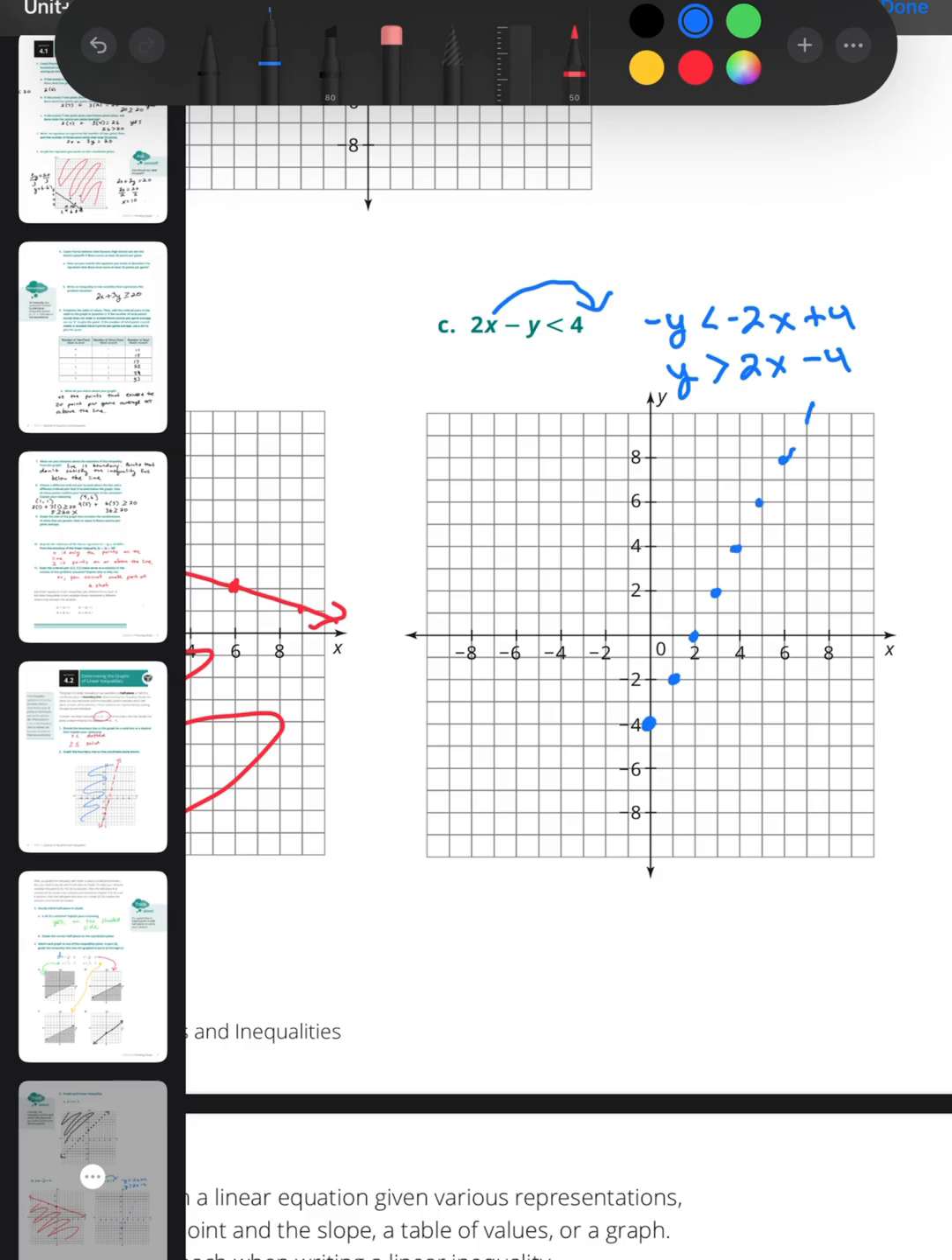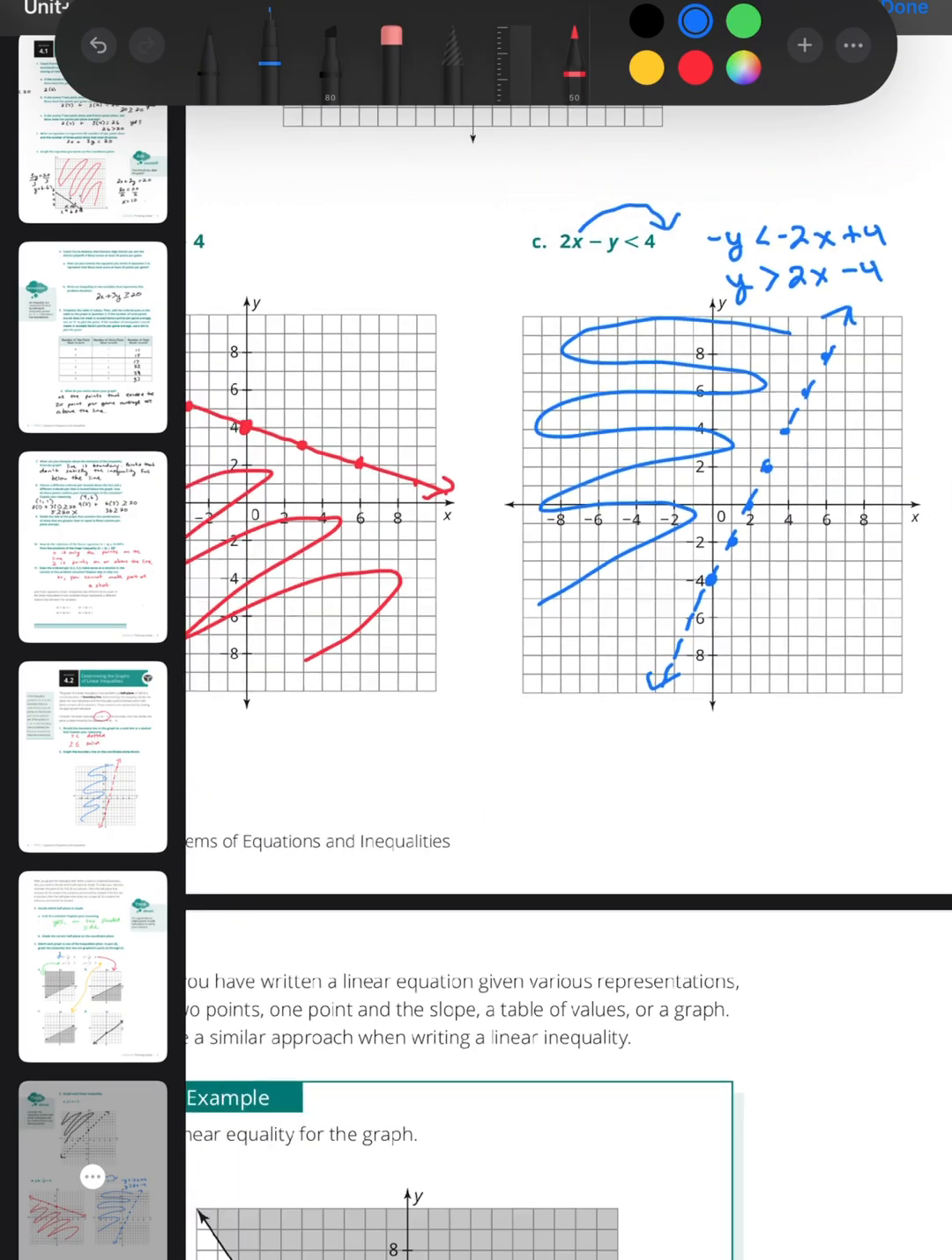And this one is a dotted or dashed line because we do not have the or equal to. And it is a greater than sign after we flipped it over because of the dividing by -1. So our shaded area is above that line.